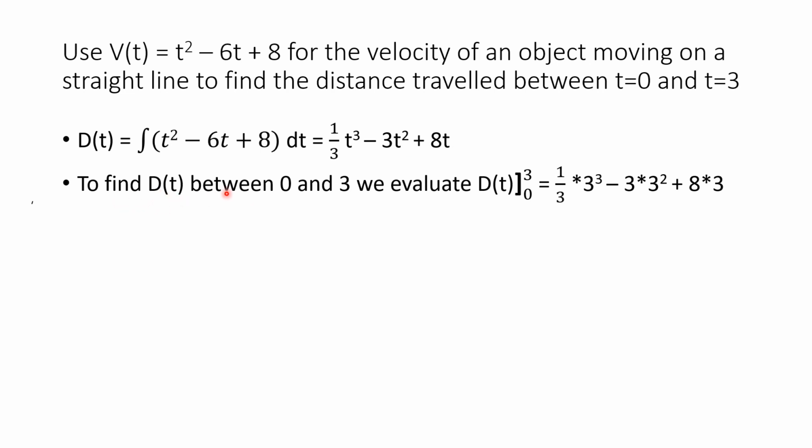To find d of t between 0 and 3, these are the limits of integration. We evaluate the distance between 0 and 3, but we know that 0 is going to result in 0. So we'll just evaluate the function and replace every t with the value 3, and that will give us the distance. 1 over 3 multiplied by 3 to the power 3, that's 27 divided by 3, which gives us 9. And this is negative 3 multiplied by 3 squared. 3 squared is 9, 3 times 9 is 27, so minus 27. And 8 multiplied by 3 will give us 24.